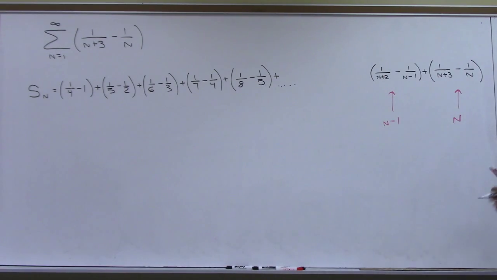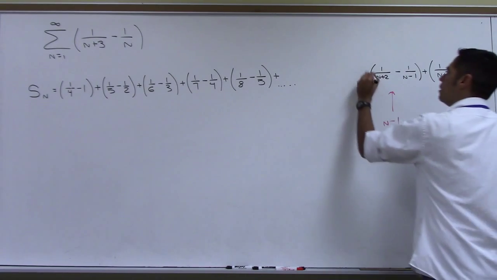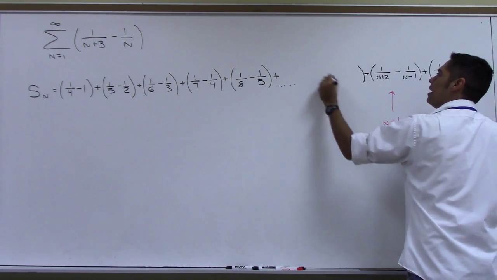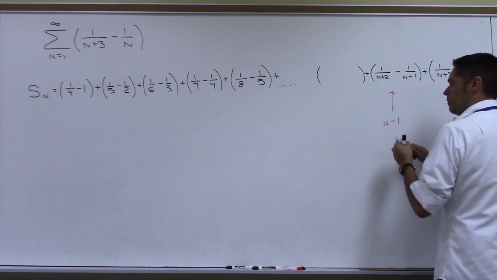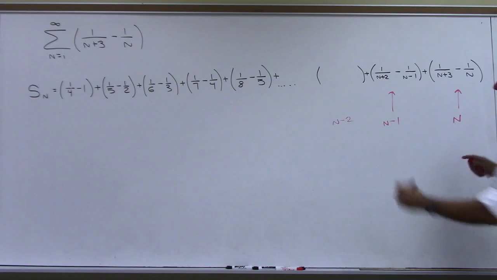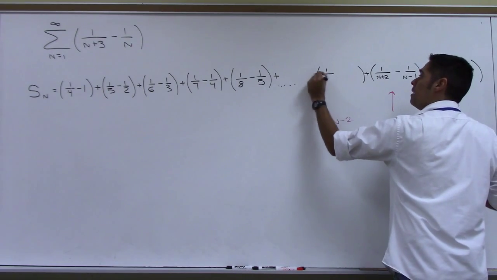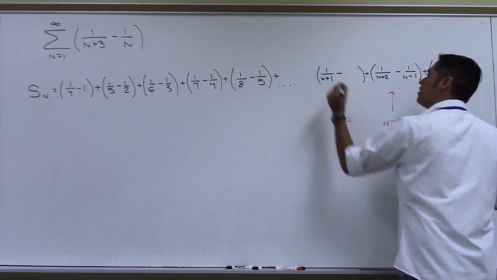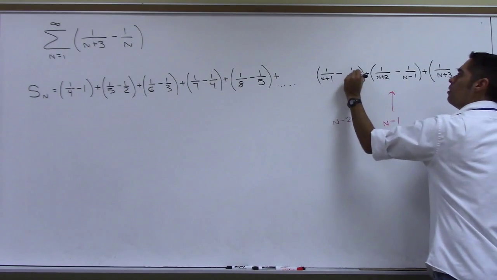So do I have cancellation yet? Like, do any of these cancel? None of these are identical, are they? So I need to go back another one. So this time I'm going to be plugging in, what? n minus 2. What happens when I plug in n minus 2? 1 over n plus 1 minus 1 over n minus 2.